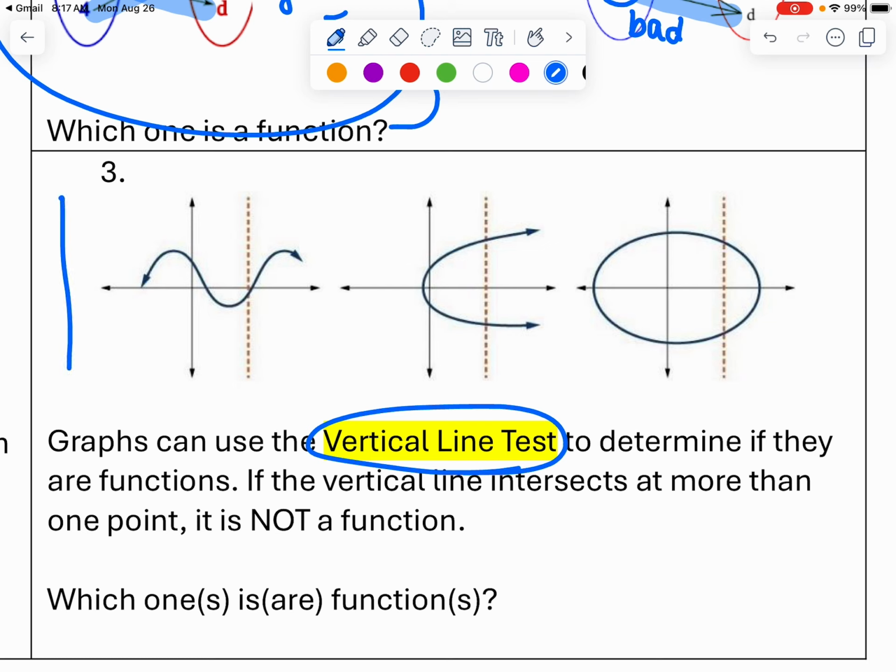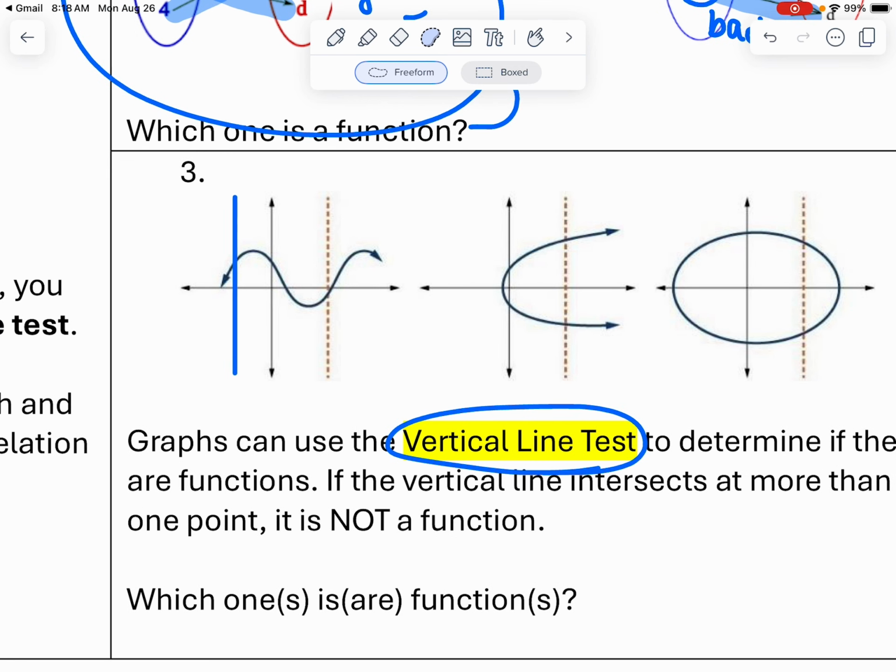So I'm going to take this vertical line. I'm going to use Notability there, make a vertical line, grab my swoopy tool right there, and move my vertical line through, okay? So you can see that this vertical line only touches once. If I move it here, it still only touches once. If I move it here, it still only touches the graph or the relation once.